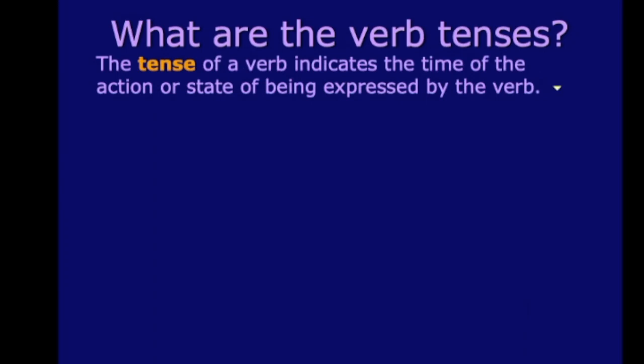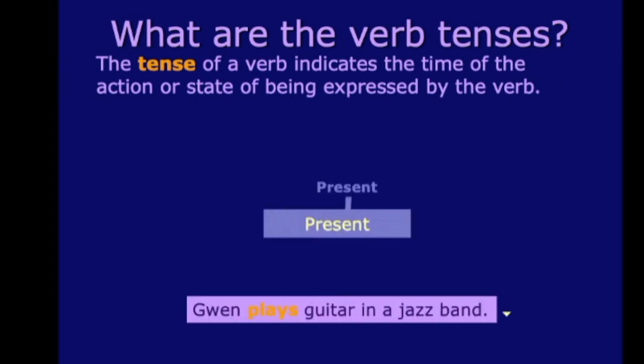The tense of a verb indicates the time of the action or state of being expressed by the verb. So in this presentation, we will see the difference between present, present perfect, future, future perfect, past, and past perfect tense.